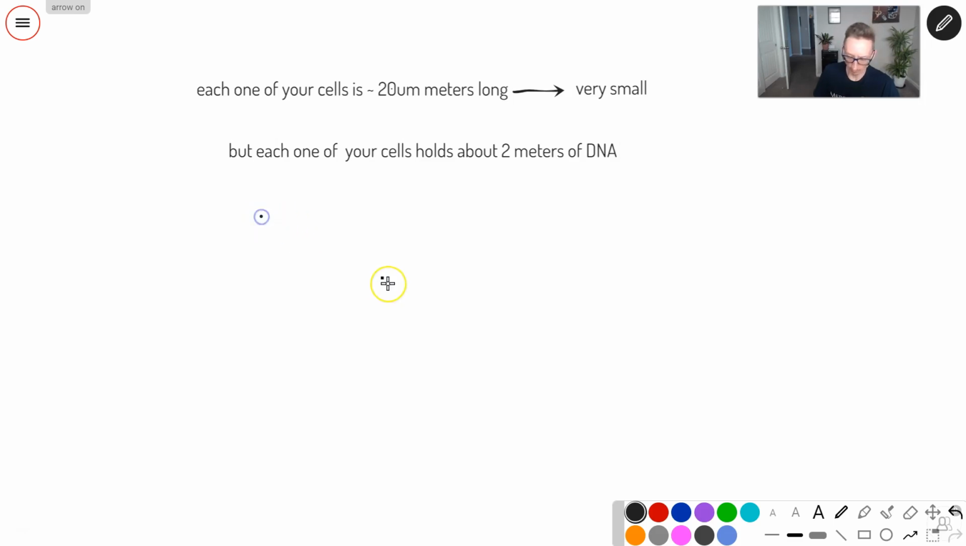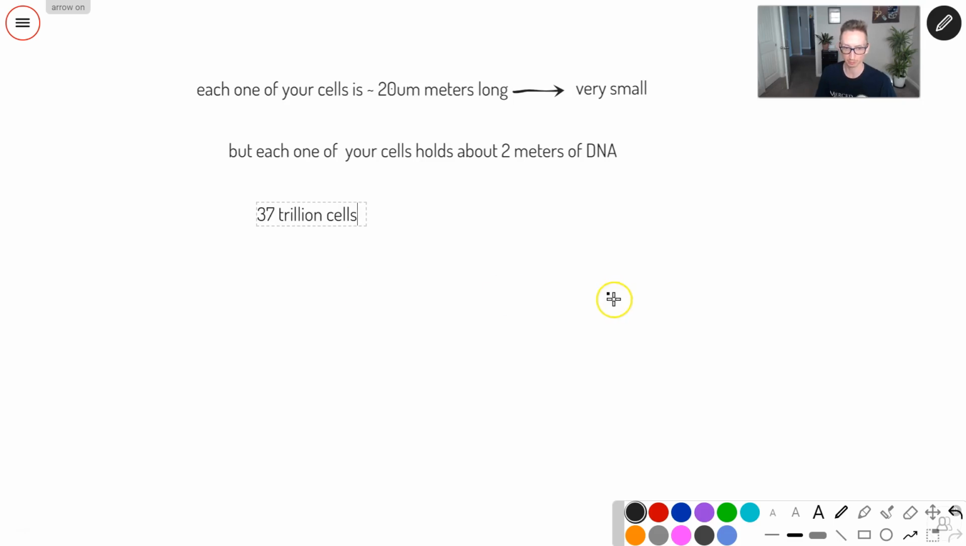You are made out of about 37 trillion cells. Not all of them have DNA. Like your red blood cells don't have DNA, and most of your cells are actually red blood cells. But then your muscle cells have multiple nuclei, and some other cells have multiple nuclei. So I'm just going to count them all as having DNA. We're just going to cheat.